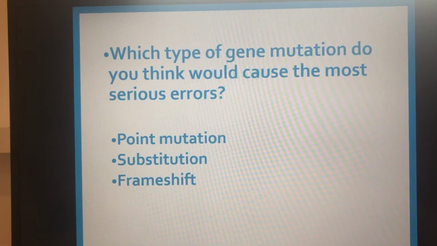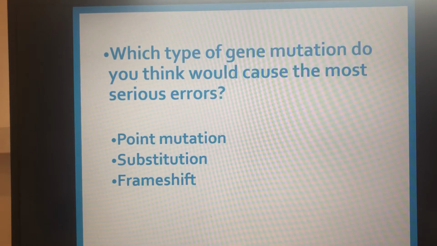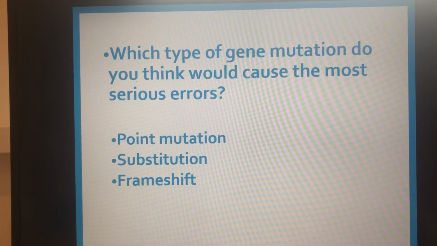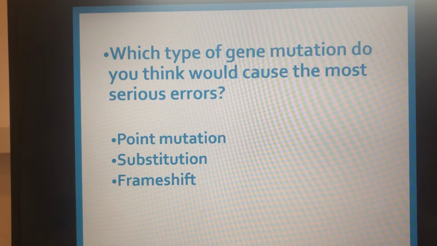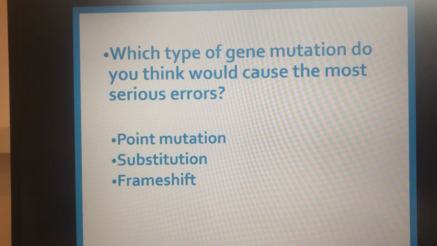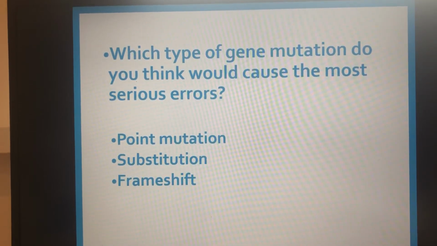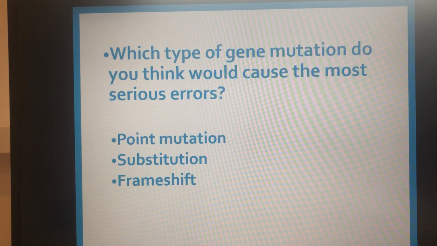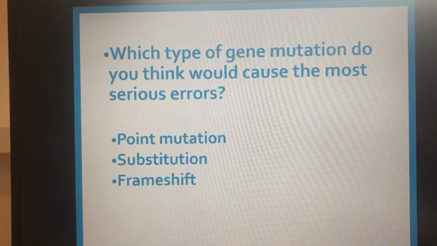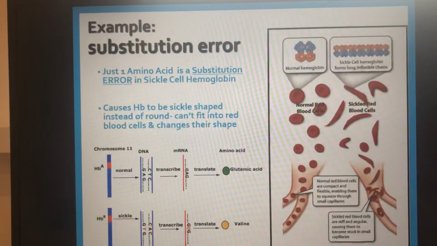So which type of gene mutation do you think would cause the most serious errors? Anything that's going to cause a frame shift. Now that's a hard question because substitution might cause a serious problem depending on where it is in the protein folding and how it coded. But the most damage collectively we're going to see is any time that there's a frame shift that occurs. Now, point mutation is just the word for both of these, so that one doesn't work.